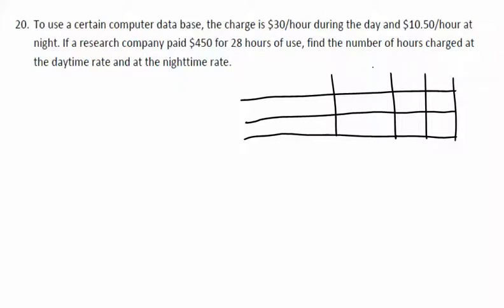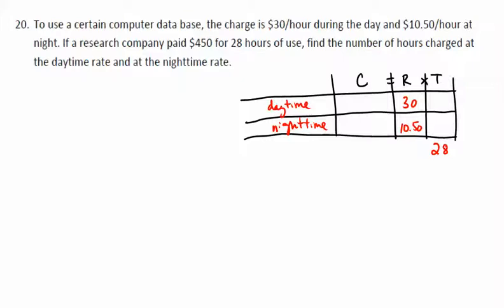Now we have a very similar structure, but instead of distance here, we have our cost, or the charge, and that's equal to the rate, which is the fee per hour, times time. So it's almost exactly like distance equals rate times time. It's the cost equals rate times time. And we have our daytime part and our nighttime part. Well, we know they charge $30 per hour during the day, and they charge $10.50 an hour at night. Now we don't know either of the times, but we do know the total time was 28.